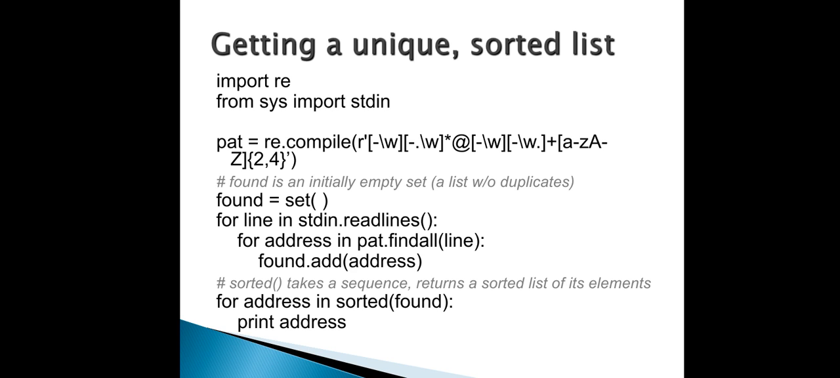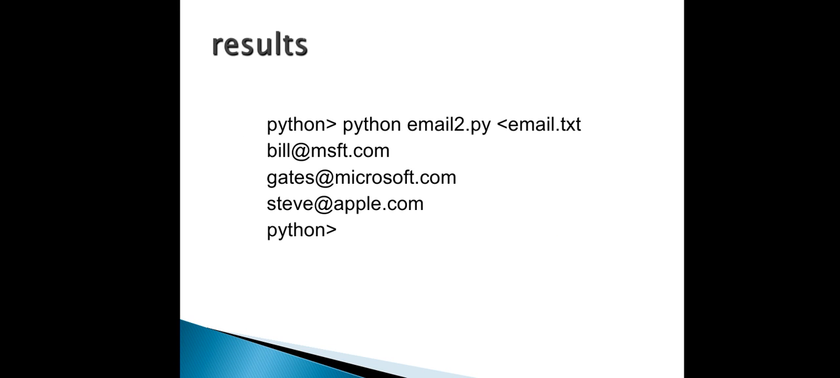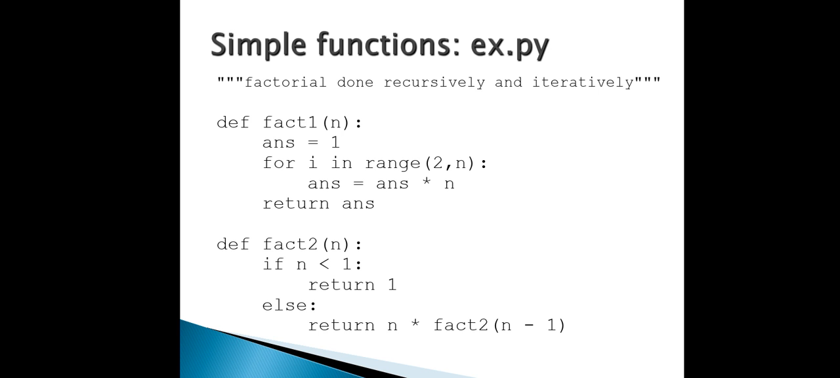Import re from sys, stdin. So result is this. After that, simple functions ex.py. Ex is the name of the Python file and .py is the extension of Python files.